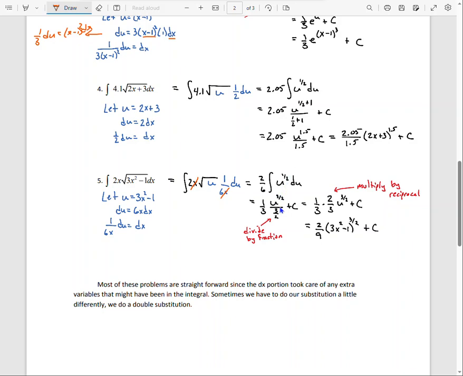The antiderivative of u to the 1/2, we just did it. That's u to the 3/2 divided by 3/2. Plus c, I keep forgetting to say plus c. When we divide by a fraction, we multiply by its reciprocal. So we'll have 1/3 times 2/3 u to the 3/2 plus c. Multiply my 1/3 times 2/3 to get 2/9. Reverse my substitution. I'll replace u with 3x squared minus 1 to the 3/2 power, and we still have our constant.